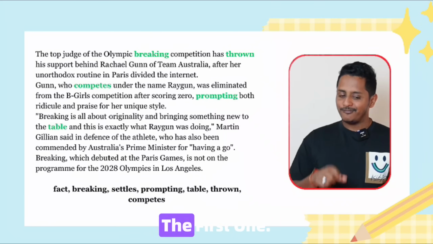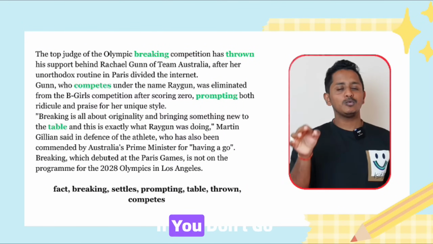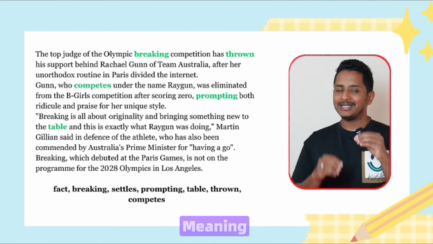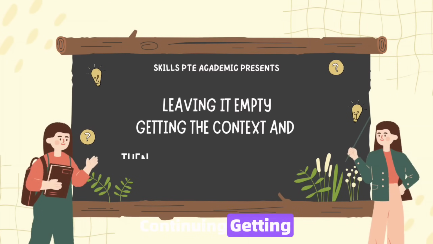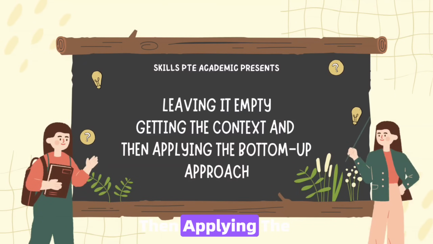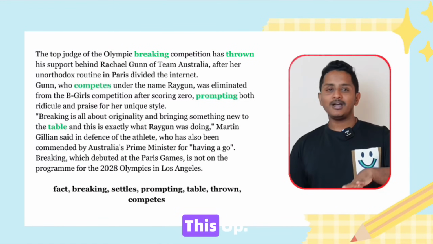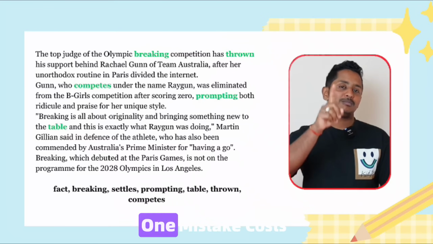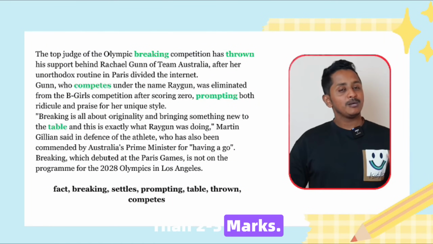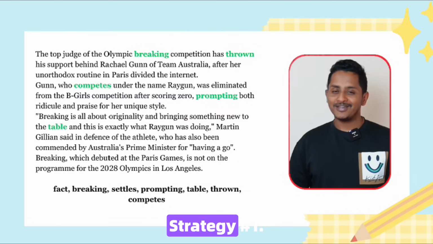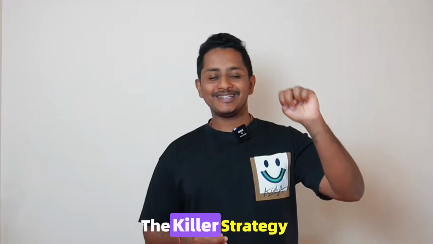Rest all were easy. The first one, if you don't go with this approach, meaning leaving it empty and continuing, getting the context and then applying the bottom-up approach, if you don't do it, most probably you're gonna mess this up, interchange the options. One mistake costs you more than 2-3 marks. Be aware of this. This is the killer strategy number 1. Now we will move to the killer strategy number 2.